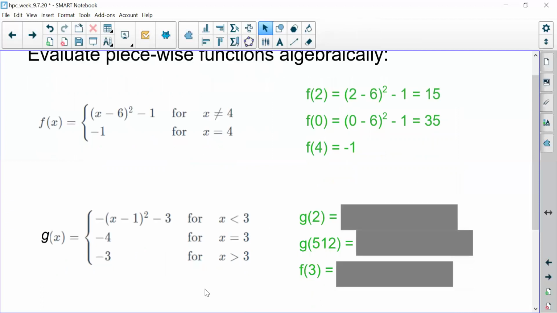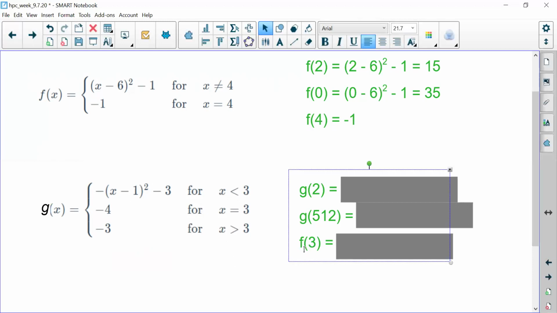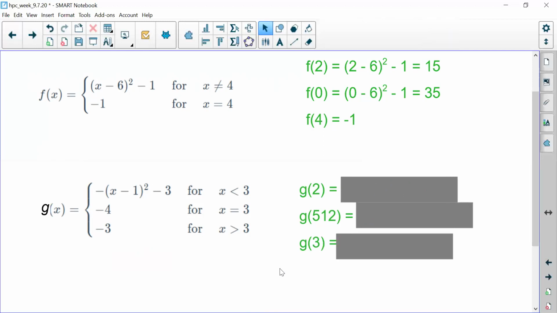The second function here has a piece of a parabola only when x is less than 3, a negative 4 when x is exactly 3, and negative 3 when x is greater than 3. So can you see that the domain for this whole function is all real numbers? Everything is accounted for. Every number less than 3, every number greater than 3, and 3 itself. So every number is accounted for. Well, what's g of 3? G of 3. When x is 3, the result is negative 4.